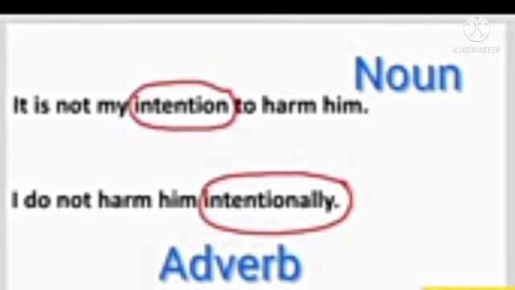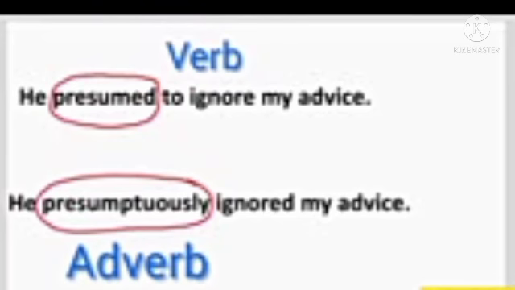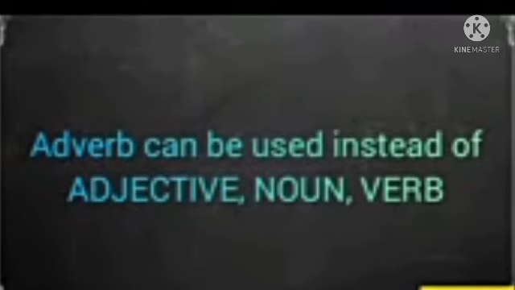Let us read the next sentence. He presumed to ignore my advice. He presumptuously ignored my advice. In the first sentence, presumed is a verb, and in the second sentence, presumptuously, it is an adverb. So in this way, we can use an adverb in place of a verb. So children, you have learned how adverb can be used instead of an adjective, noun and a verb.